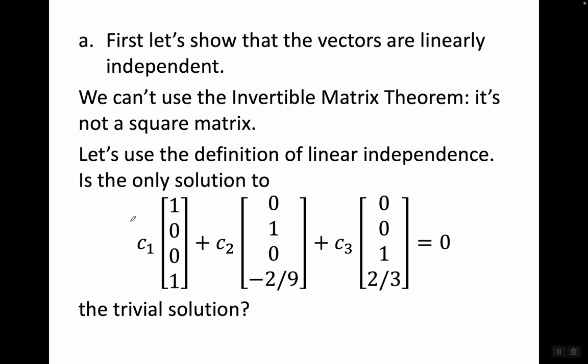We can't use the invertible matrix theorem, that monster theorem with lots of statements in it, because it's not a square matrix. The matrix that we would form would be 4 by 3, so no invertible matrix theorem here. Let's instead use the definition of linear independence. Is the only solution to C1 times the first vector plus C2 times the second vector plus C3 times the third vector equals 0 the trivial solution?